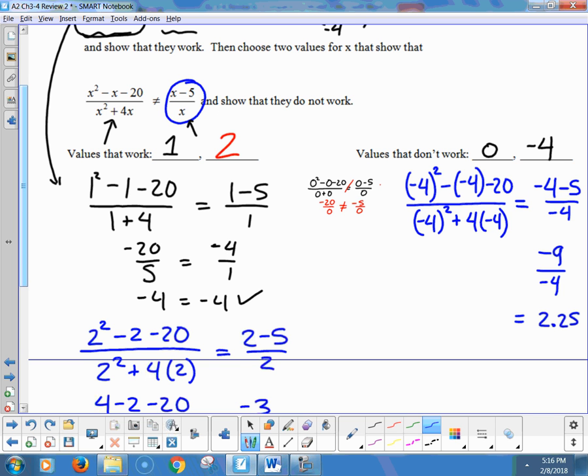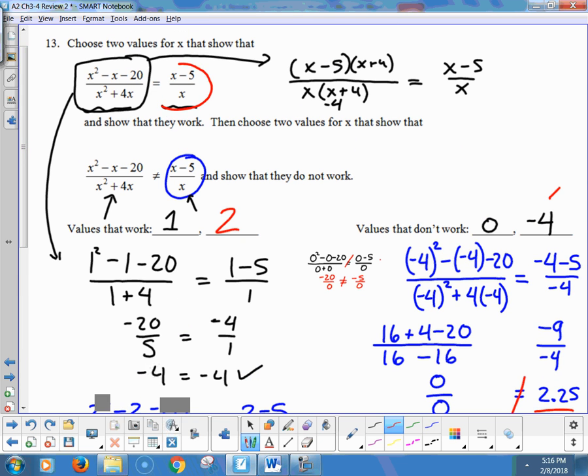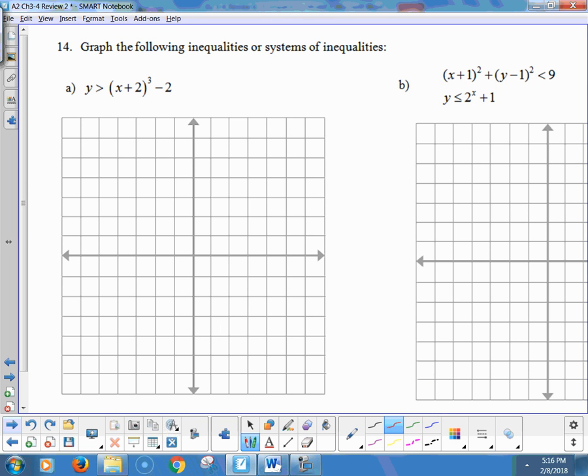The left side of this equation is 16 plus 4 minus 20 over 16 minus 16, which is 0 divided by 0. And 0 divided by 0 definitely does not equal 2.25. So negative 4 is a value for which this expression does not equal x minus 5 over x. The end.